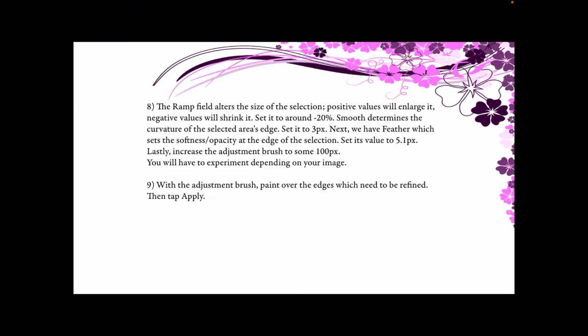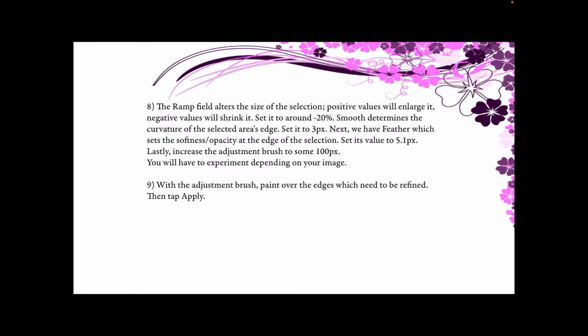The ramp field alters the size of the selection. Positive values will enlarge it and negative values will shrink it. Set it to around minus 20%. Smooth determines the curvature of the selected area's edge. So set it to 3 pixels.